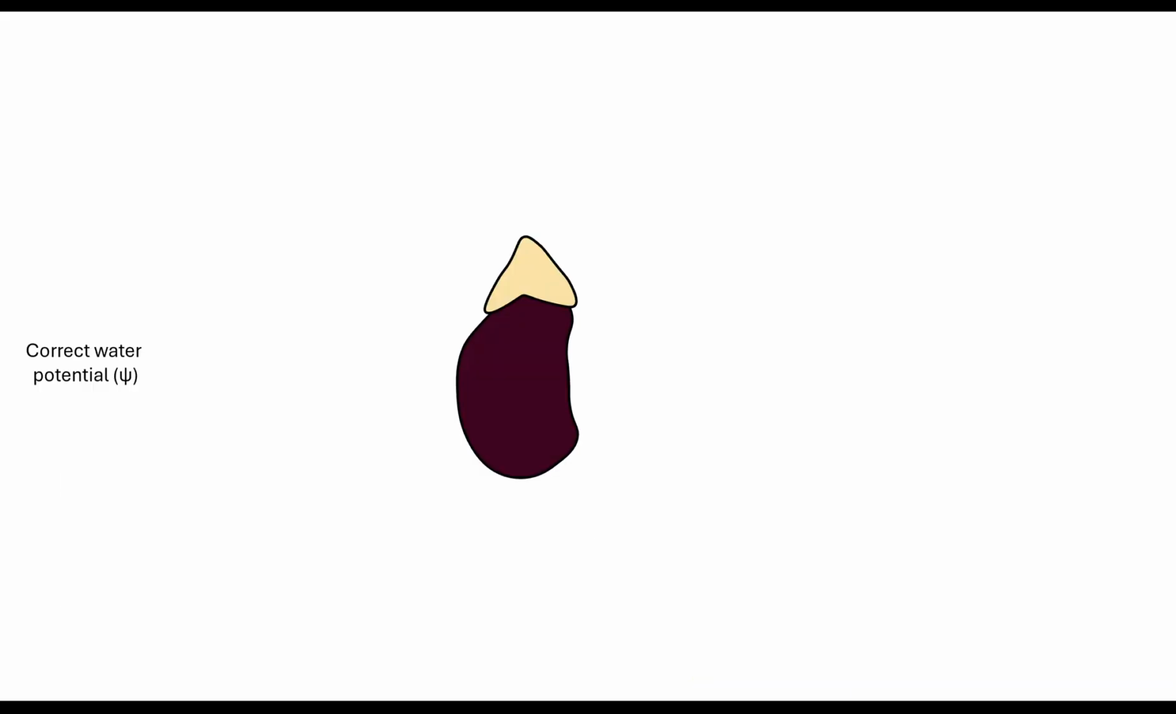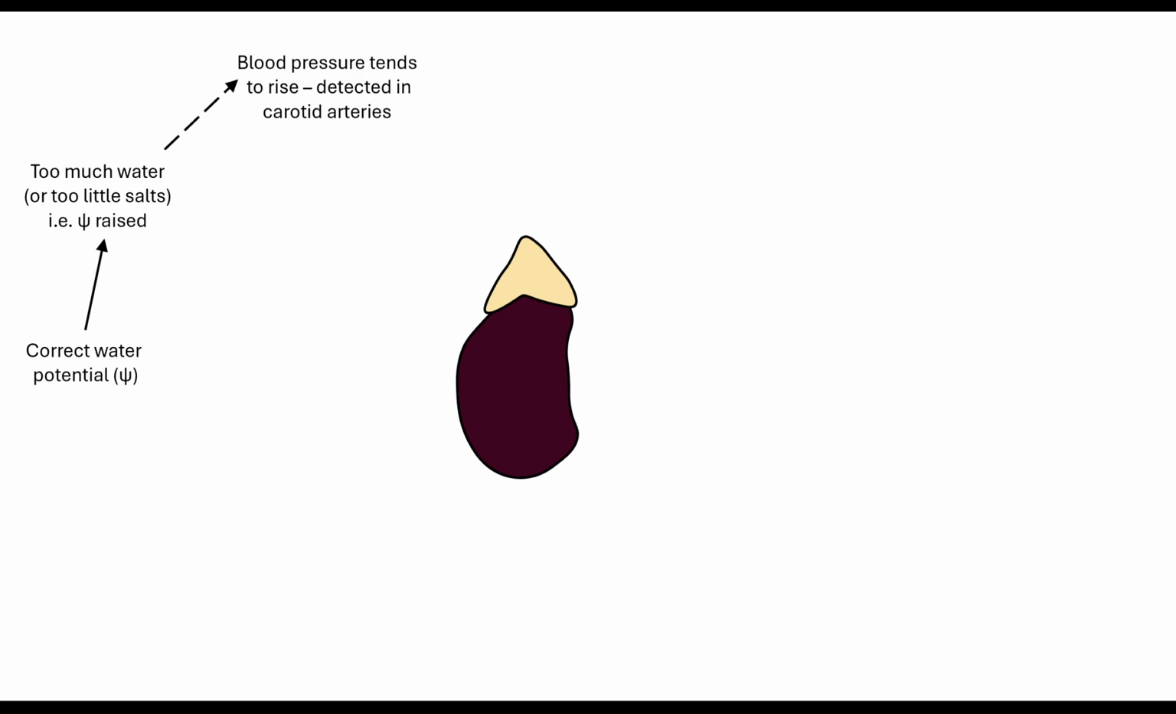Now, it's not just about the movement of those ions across the membrane that we need to consider. We also have to consider the role that our body takes in controlling our water potential, which is linked to the concentration of those ions in the blood. So if we have blood which has too much water or too little salts, if the water potential of our blood is raised, then that's going to cause pressure inside our blood arterioles.